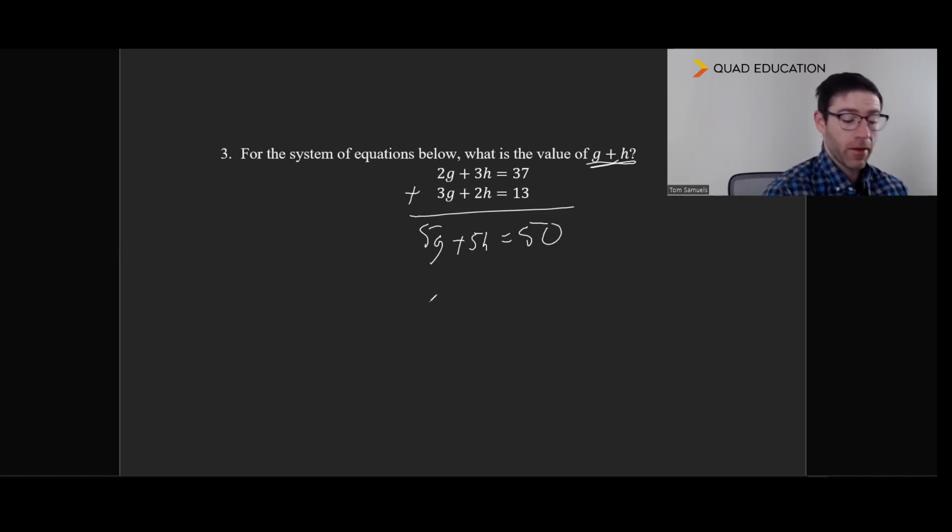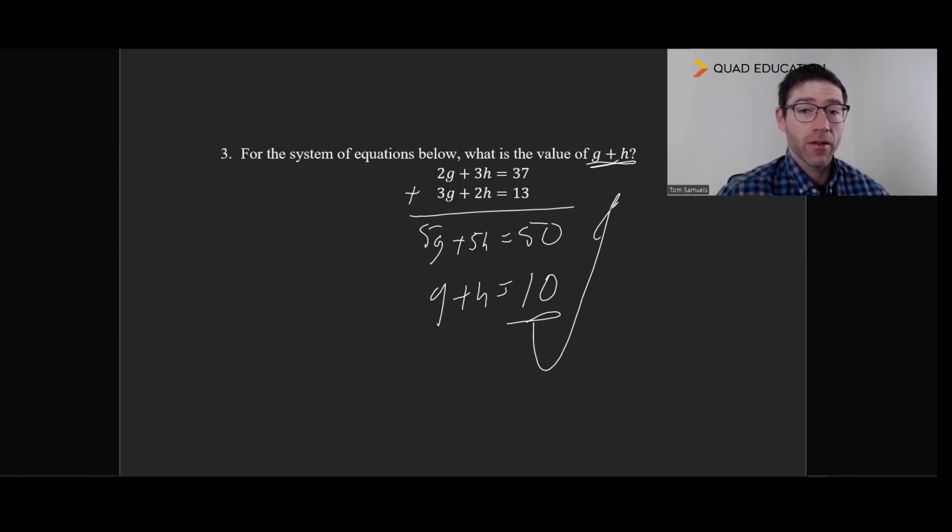And the nice thing we can go ahead and do is just divide that by 5 and get g plus h equals 10. And 10 is what they want. So we are actually done because we've solved for what they want. We don't actually ever need to solve for individual variables because that's not what they're asking for.